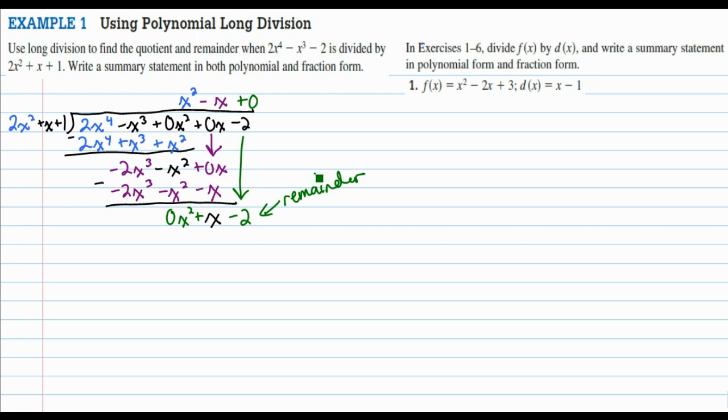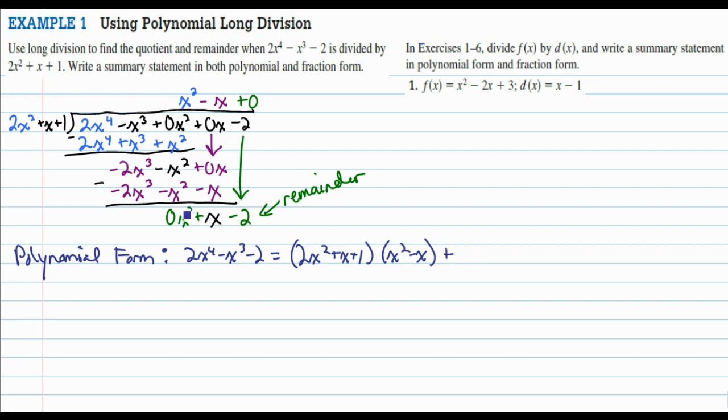So to write our concluding statements in our two forms, let's first work with polynomial form. Polynomial form states that 2x to the fourth minus x cubed minus 2 equals what I divided by times what I got. So 2x squared plus x plus 1 times x squared minus x, and then plus my remainder. So plus, I don't need to write the 0x squareds. It's plus x minus 2.